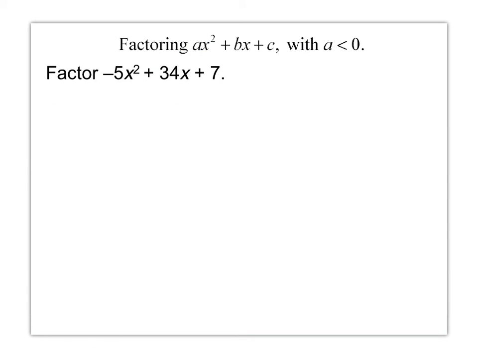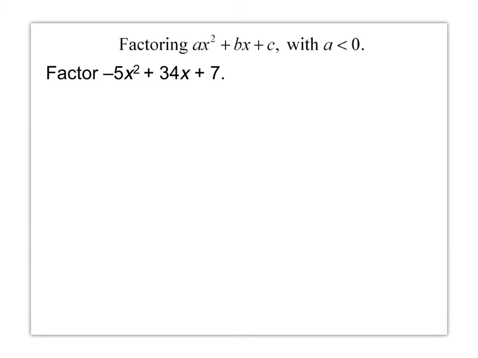Let's take a look at this example, factoring ax squared plus bx plus c with a less than 0. In other words, when a is negative. Often when we're faced with factoring a polynomial and the leading coefficient is negative, it's a good idea to factor out that negative and then factor the remaining polynomial.